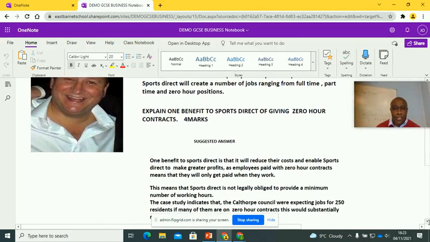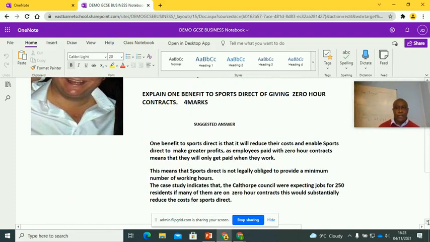So this is an example of an answer you can do. This is just my suggested answer. I'm not saying it's the best answer in the world, but it's a good answer, which you can use to maximize your marks. So let's have a look at what I've done. I've gone in straight away, no messing around. Remember, it's 4 marks. That's all you have. You have 4 minutes to get 4 marks.